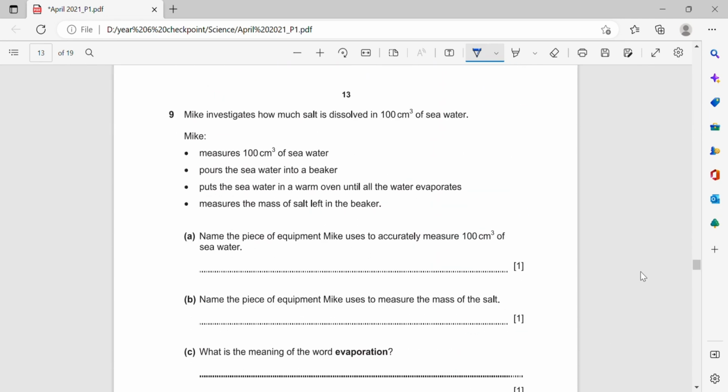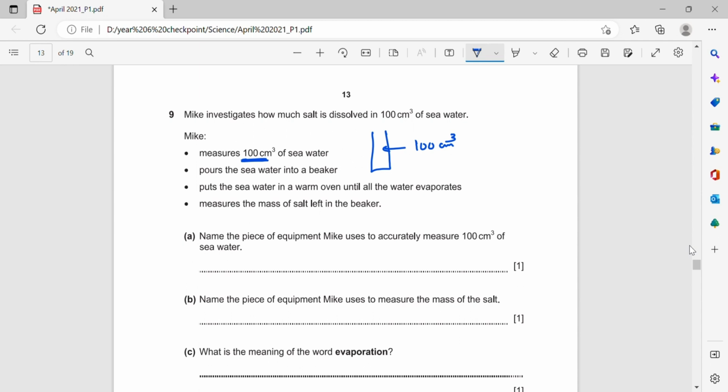Question 9. Mike investigates how much salt is dissolved in 100 cubic centimeter of seawater. Mike measures 100 cubic centimeter of seawater, pours the seawater into a beaker, puts the seawater in a warm oven until all the water evaporates, and measures the mass of the salt left in the beaker. So what did he do here? First, he measures 100 cubic centimeter of seawater.